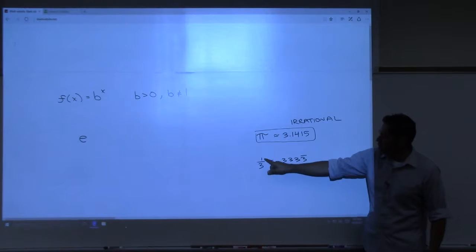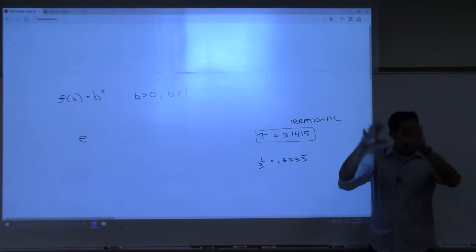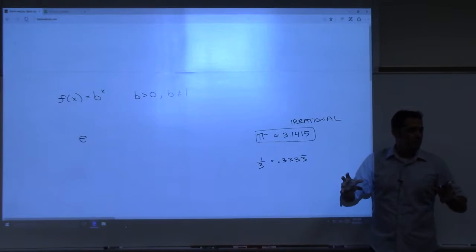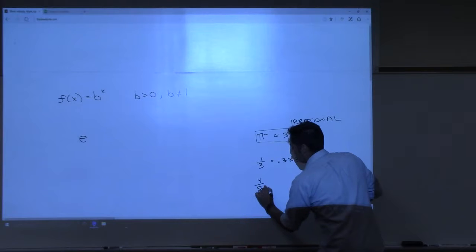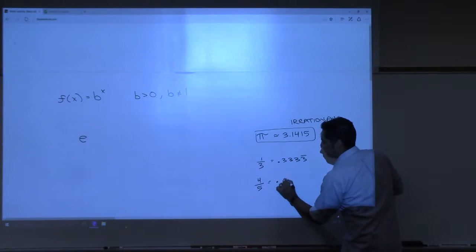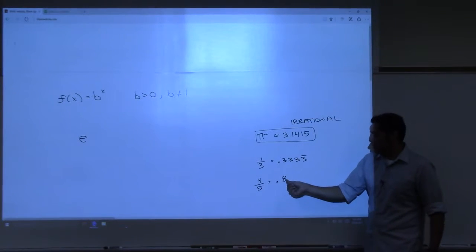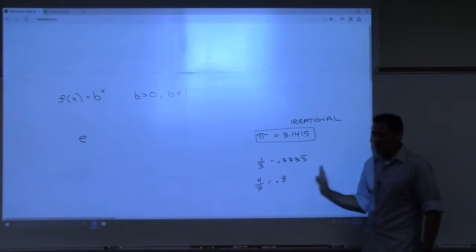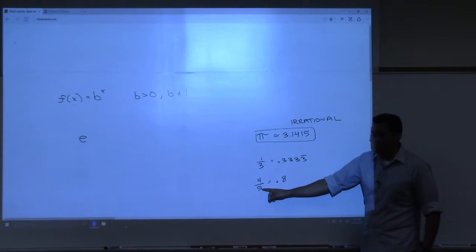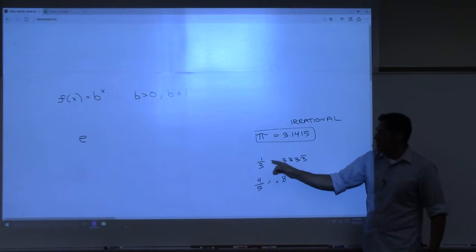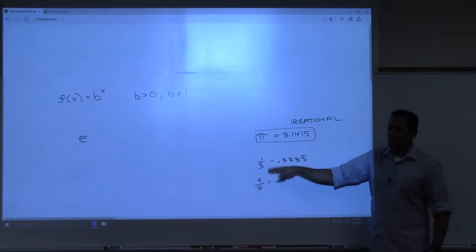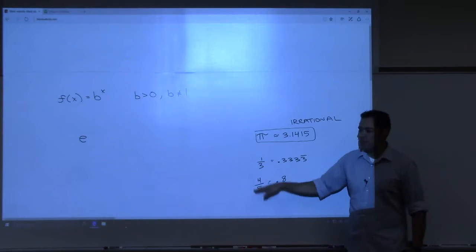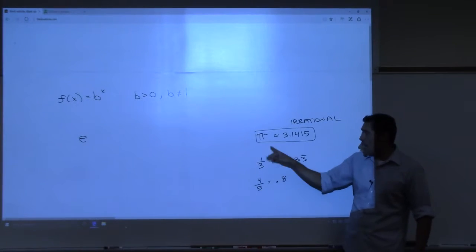Okay, see this number 1 divided by 3? That's a ratio. If you take all the fractions that are out there, you will create decimals. Like if I take 4/5, this is going to be 0.8. That's a decimal. This decimal stops. It does not keep going. This is a rational number. 1/3 is a decimal that repeats forever. It's a rational number.